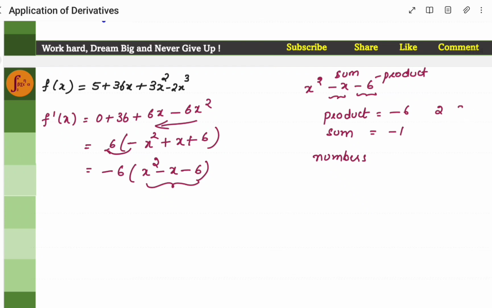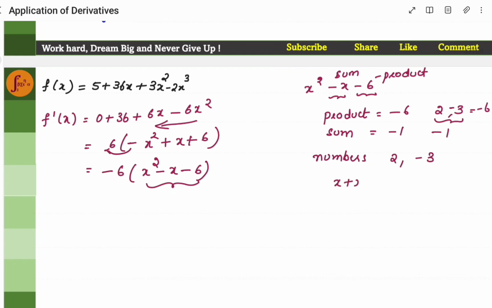That is 2 and 3. I can take 2 and 3. It should be minus, so I'll put minus 3. It'll be minus 6. And sum, when I add these two numbers, I should get minus 1. So 2 minus 3 is minus 1. That is nothing but here, coefficient of x. So the numbers are 2 and minus 3.